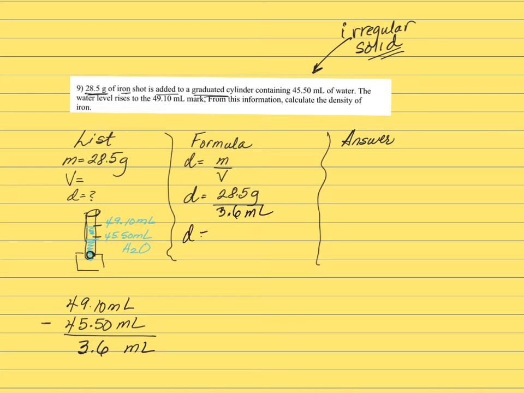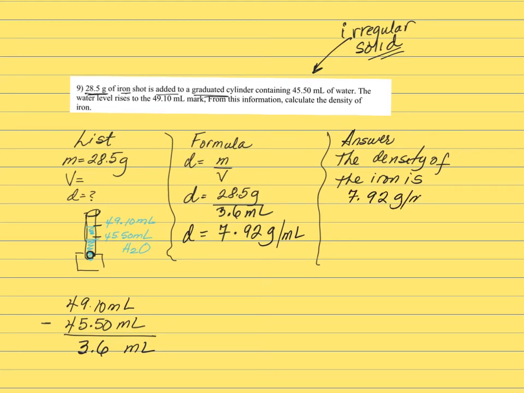And when I perform my calculation, the answer is 7.92 grams per milliliter. So the density of the iron is 7.92 grams per milliliter.